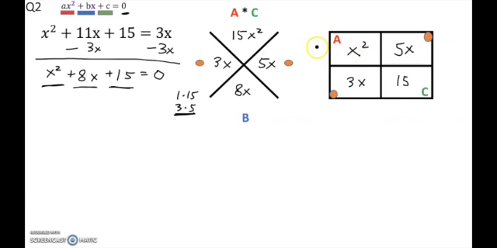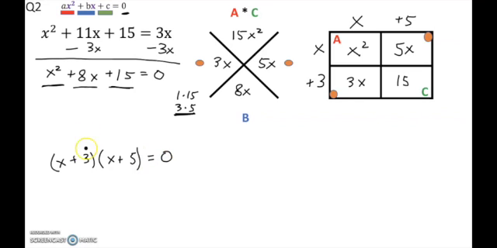Next, let's get the outside. X times x should equal x squared. X times what should equal 3x? That's right, it's plus 3. And x times what is equal to 5x? Should be plus 5. And 5 times 3 should equal 15. So let's completely write the left side factored out. X plus 3 times x plus 5 is equal to 0.